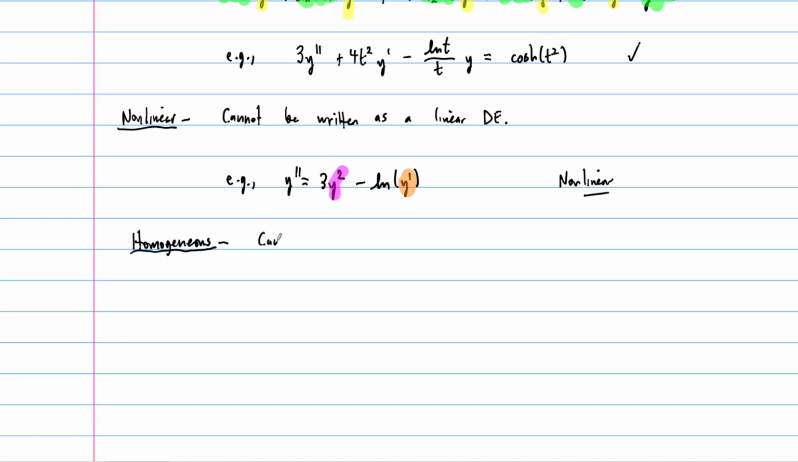All right, so I'll try to write it out. But homogeneous differential equations can be written in such a way that no terms involve only t.